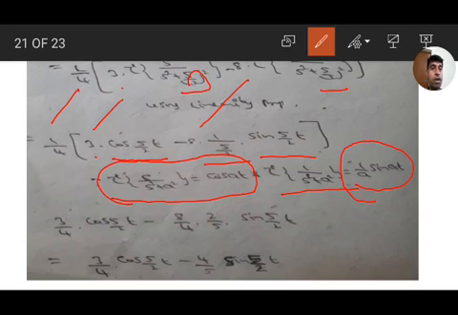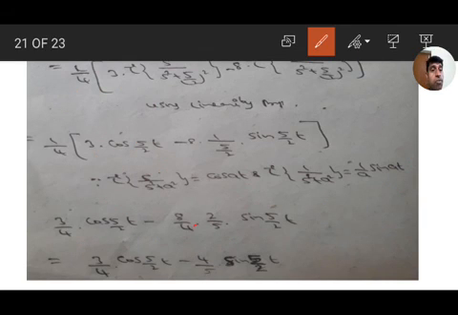Therefore if we multiply with 1 by 4, we get 3 by 4 cos 5 by 2 t. Next, 8 by 4 into 5 by 2 will be reciprocal, 2 by 5 sin 5 by 2 t. 2 4s are 8, 2 2s are 4, so 4 by 5 we get. Okay, sorry, 4 and 2 cancel out, 2 into 2 is 4. Therefore we get the answer: 3 by 4 cos 5 by 2 t minus 4 by 5 sin 5 by 2 t. It is the answer.